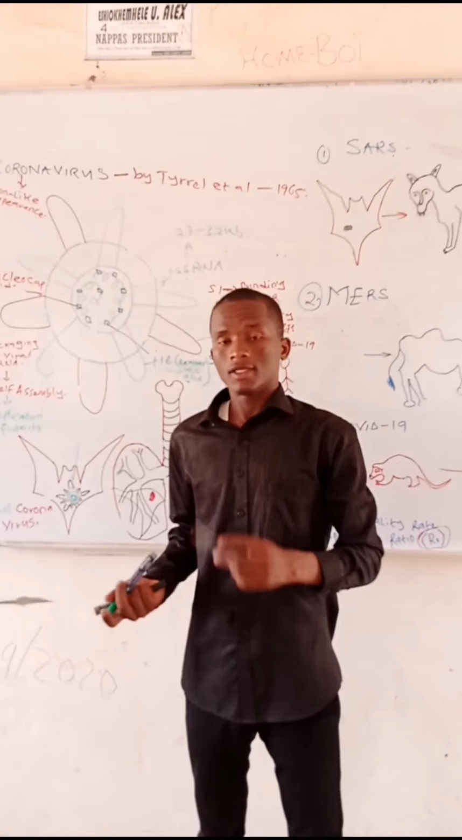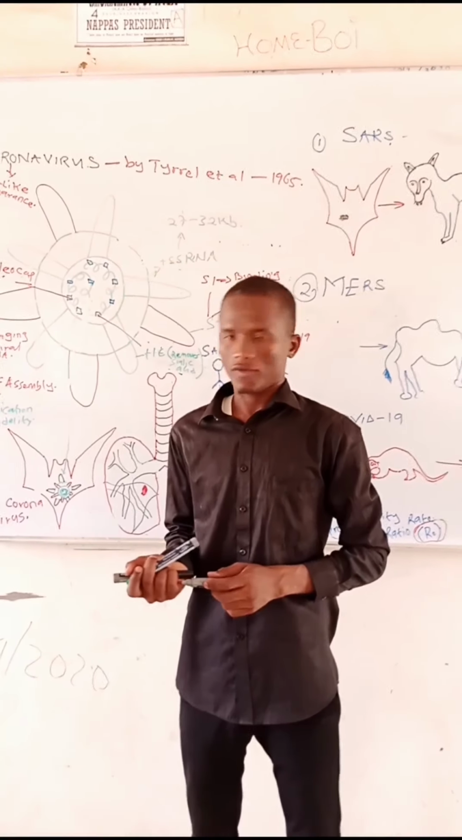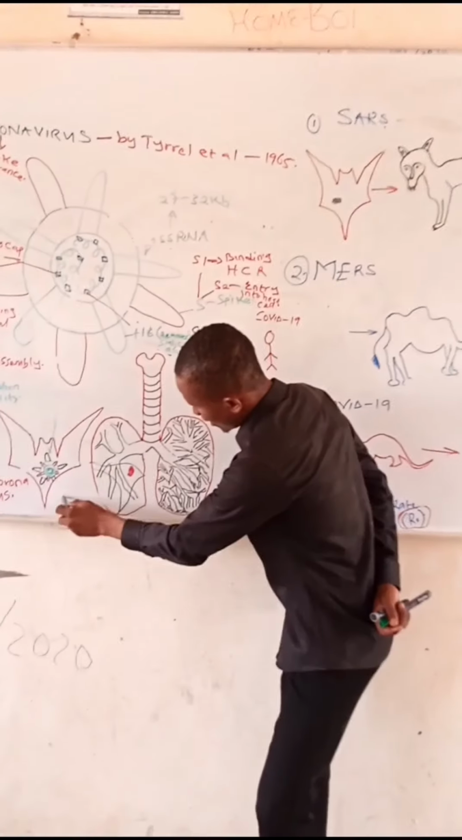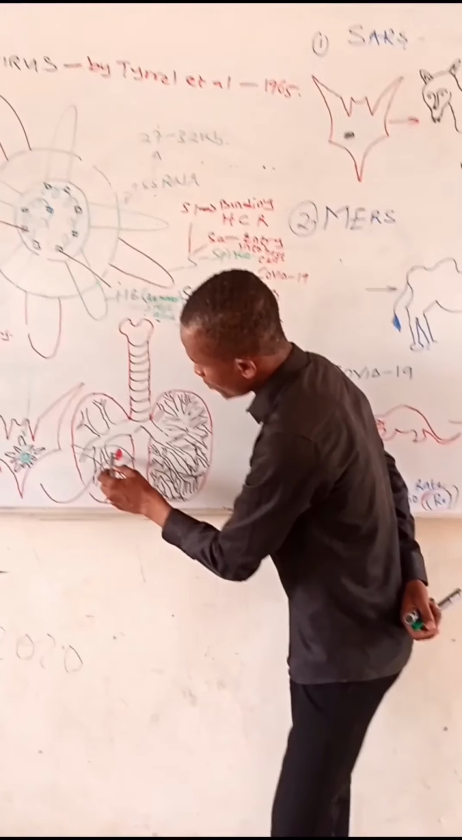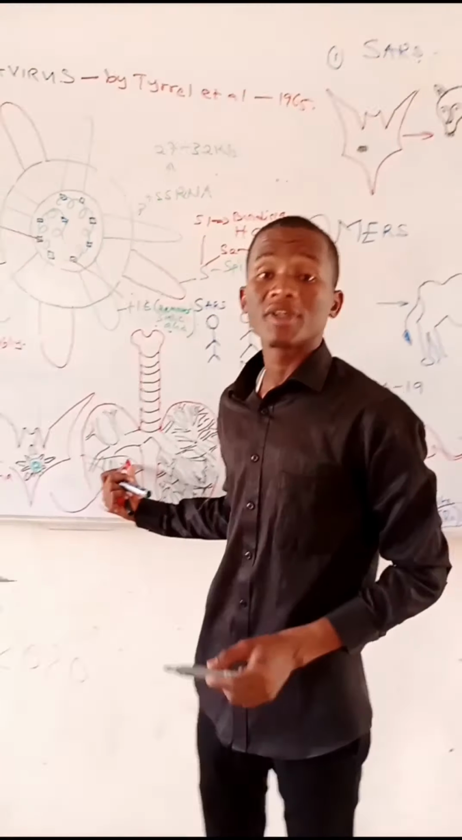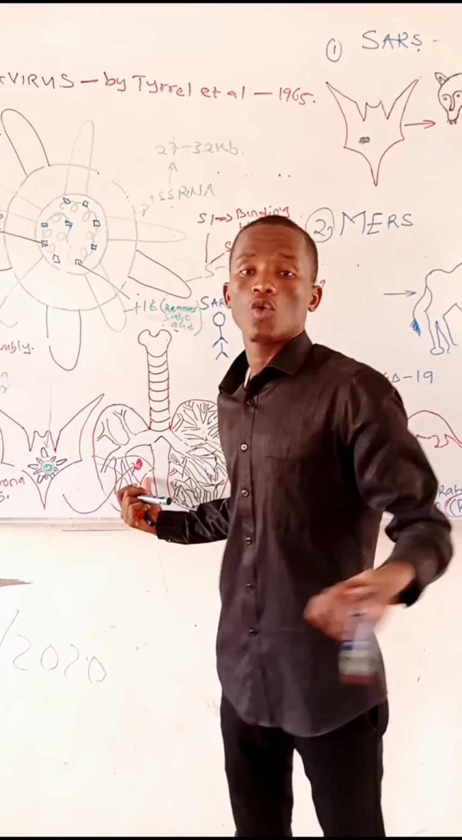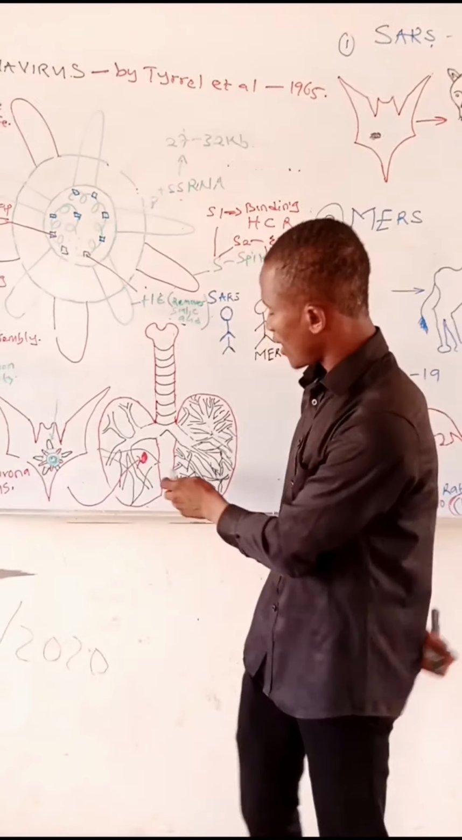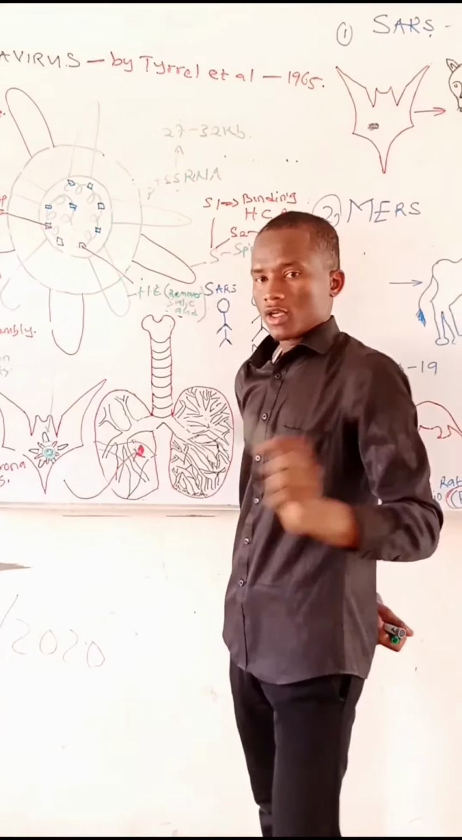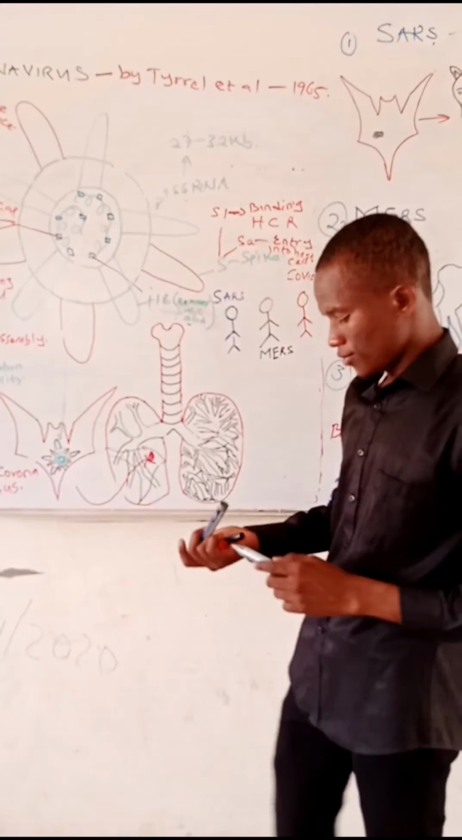And the bat is the host reservoir of the virus. So the next thing is that this virus is only pathogenic to the respiratory system. Either it forms an infection in humans or in animals, it only affects the respiratory system. So that is what we know about the virus.